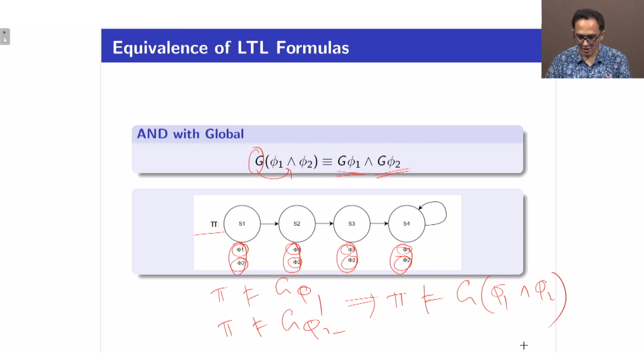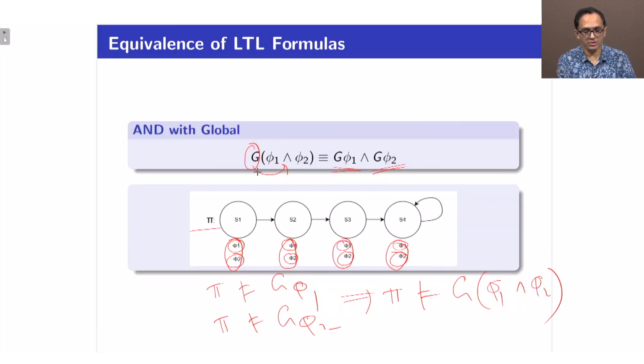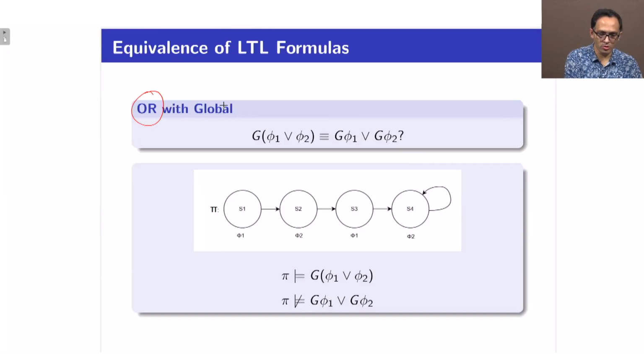So what we have seen earlier, the eventual operator does not distribute over AND, but the global operator actually distributes over AND. So this implies this also holds, so this is equivalent. Similarly, I will now examine the OR operator and the global operator, whether the global operator can distribute over the OR operator or not. So I am asking whether globally phi 1 or phi 2 is equivalent to globally phi 1 or globally phi 2. Let us see this.